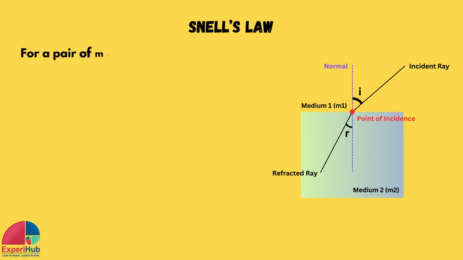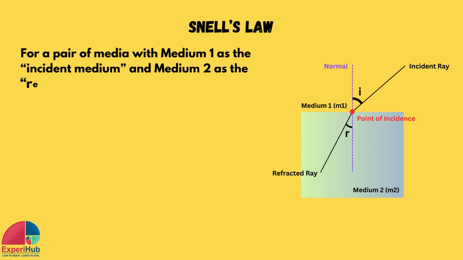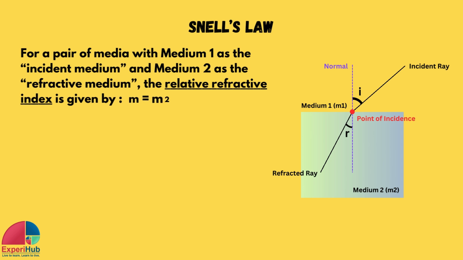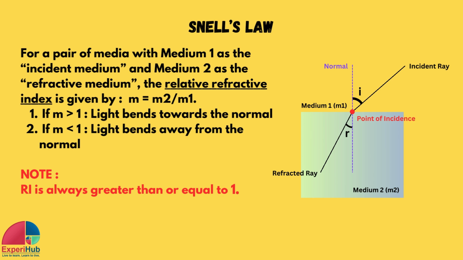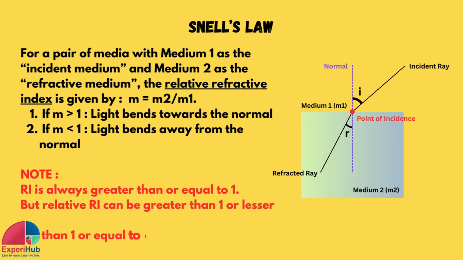For a pair of media with medium 1 as the incident medium and medium 2 as the refractive medium, the relative index is given by m equals n2 divided by n1. If m is greater than 1, light bends towards the normal. And if m is lesser than 1, light bends away from the normal. A very important note is that the refractive index is always greater than or equal to 1. But the relative refractive index can be greater than 1 or lesser than 1 or equal to 1.